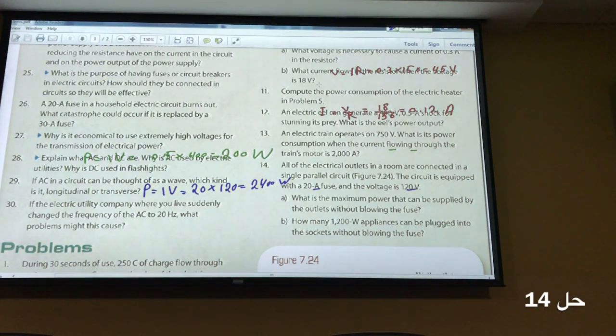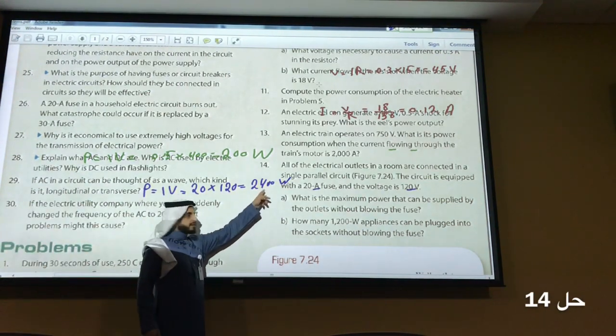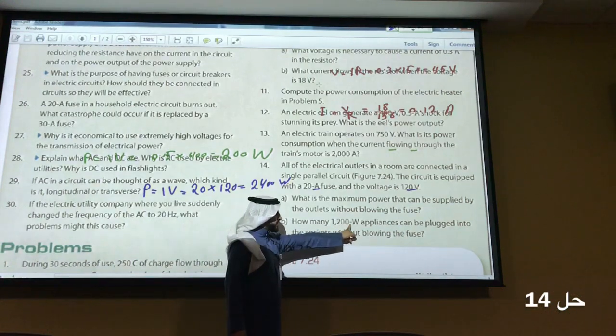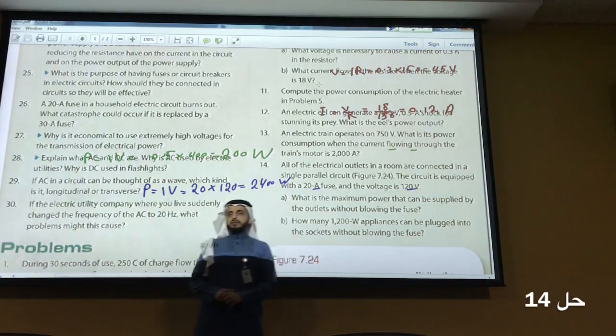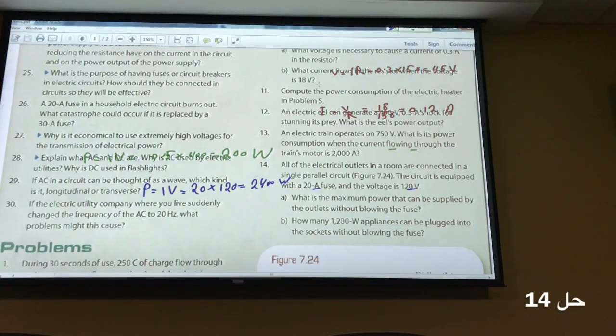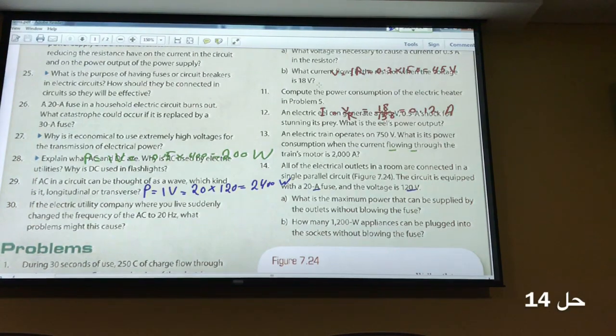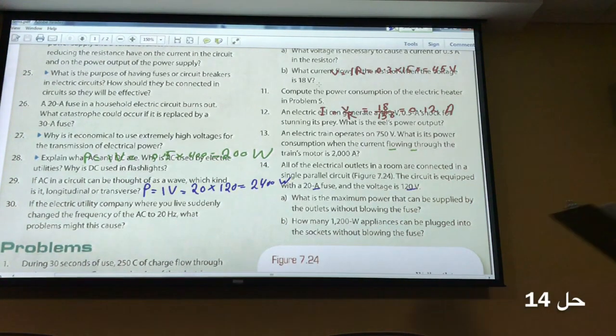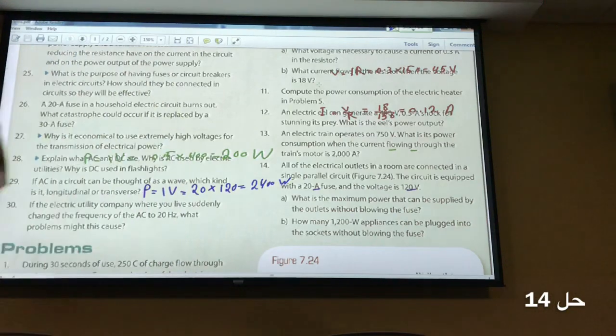Number 2 or B: how many appliances, or devices, can we connect to the circuit without blowing the fuse? So the maximum is 2,400, and how many 1200 watt? So it's going to be divided by 1200, which is 2 devices.